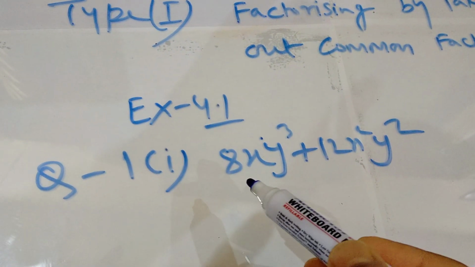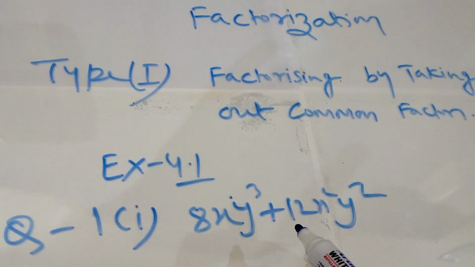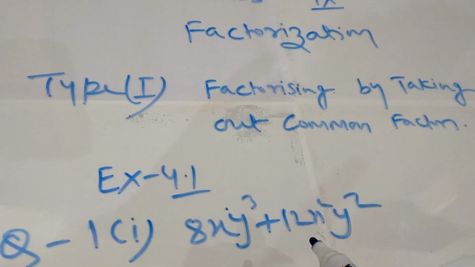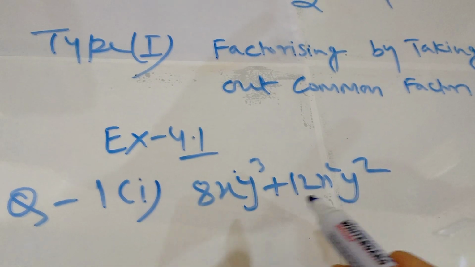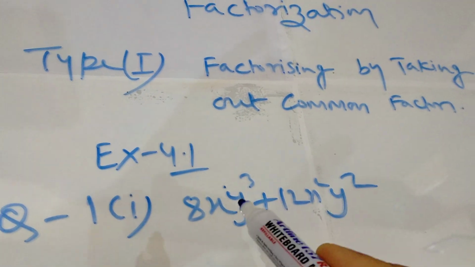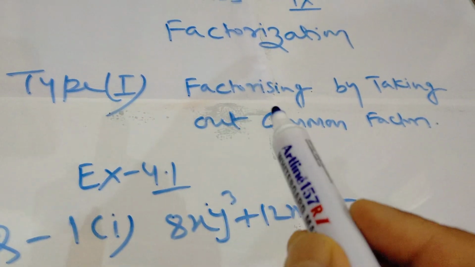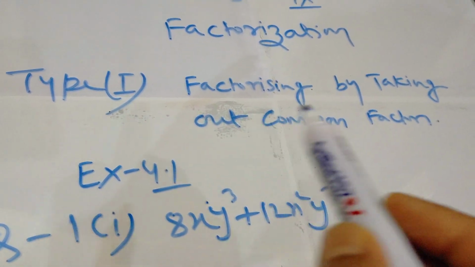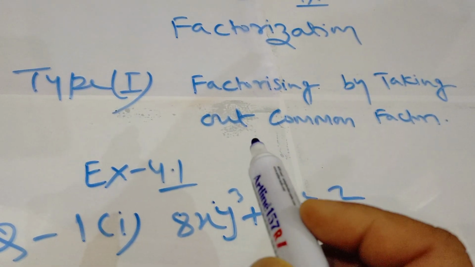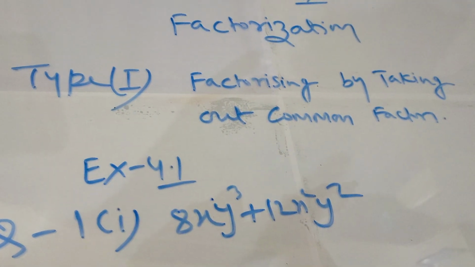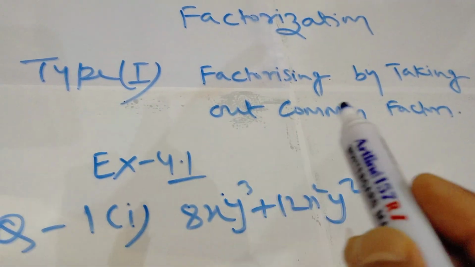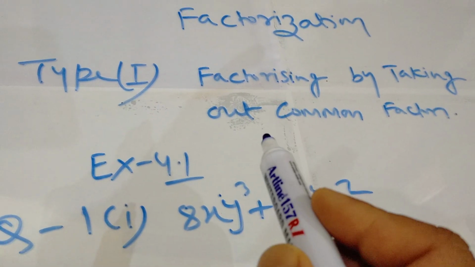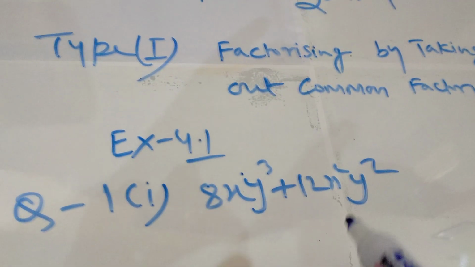Look at the first question of this exercise. The question is 8xy cube plus 12x square y square. In this question I have to search what is the common part. If you find any type, first of all your duty is to check whether it is going through the first step or not. If it is not, then you should move for the next step. But the first step is your duty to check whether anything is common or not in the given question.